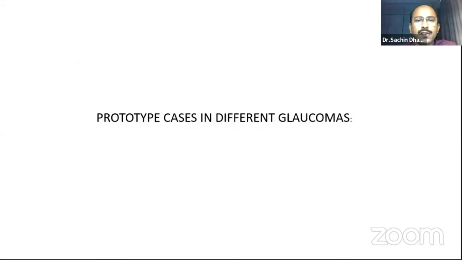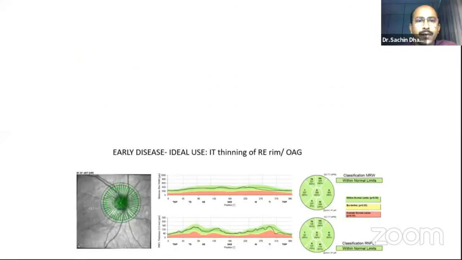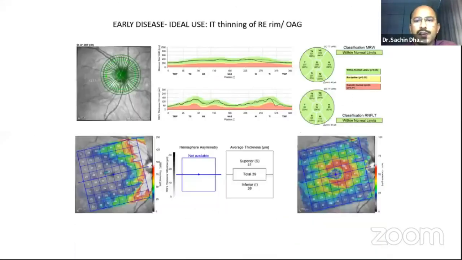So prototype cases in different glaucomas, I'll just highlight in a jiffy. You see this early disease here. On clinical examination, there was an RNFL defect. So here you can see there is a depression in the MRW. There is a depression which is local, which is not picked up in the sectoral Garway-Heath maps. But you know that there is a definite notching here. And here you can see that the ganglion cell complex is eaten away.